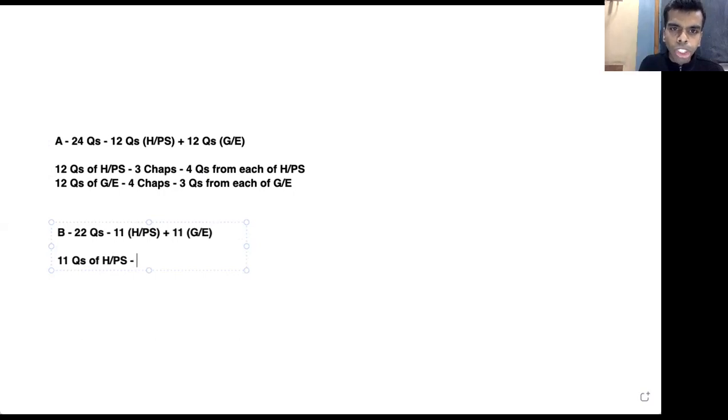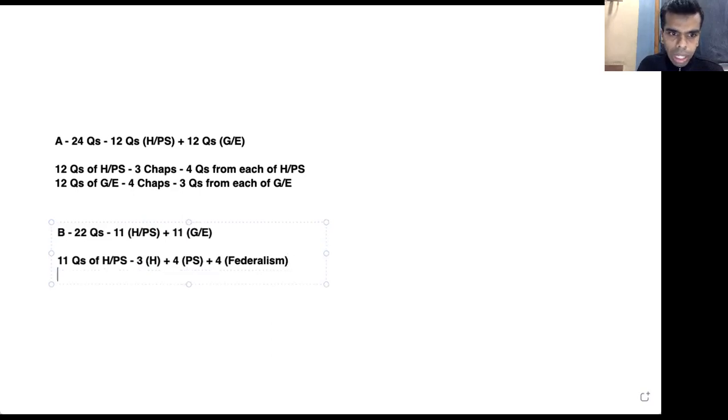You have 3 chapters as I mentioned earlier. So 11 को divide किया है, or rather it is 3 plus 4 plus 4. 3 will be history plus 4 from power sharing plus 4 from federalism. This is how it has been divided in section B.